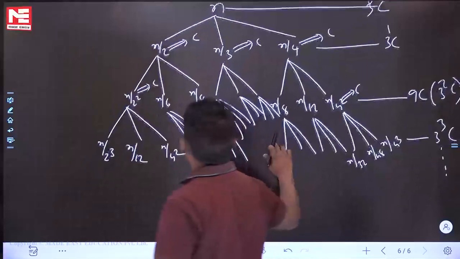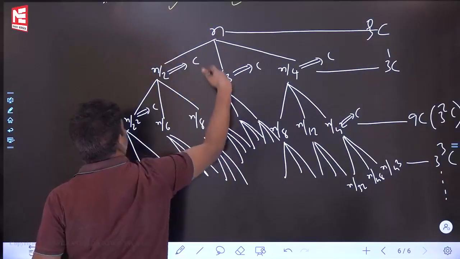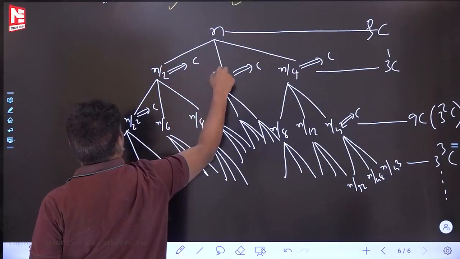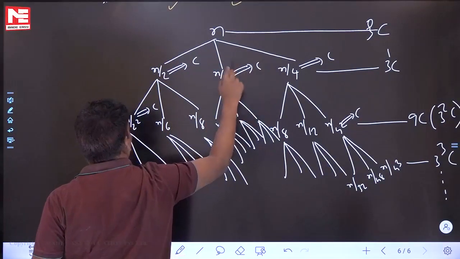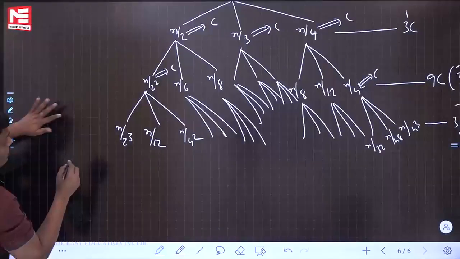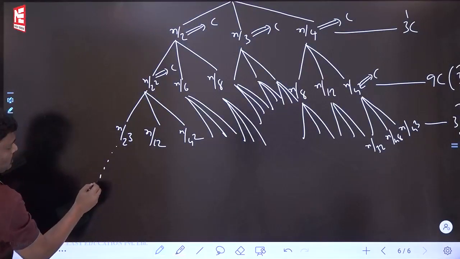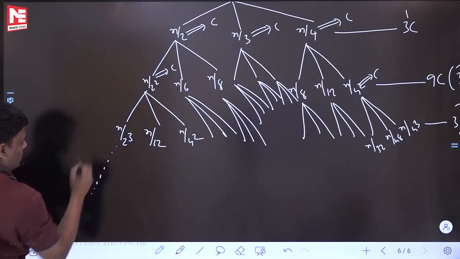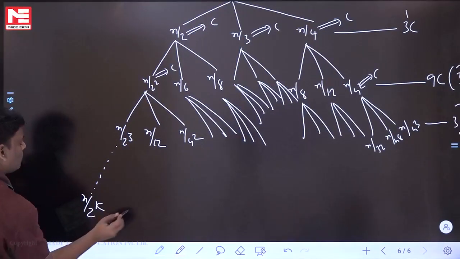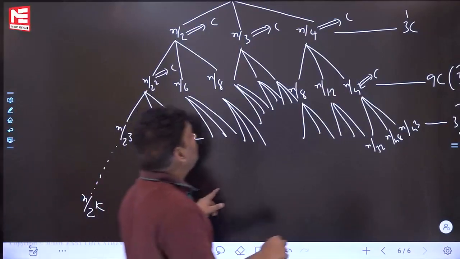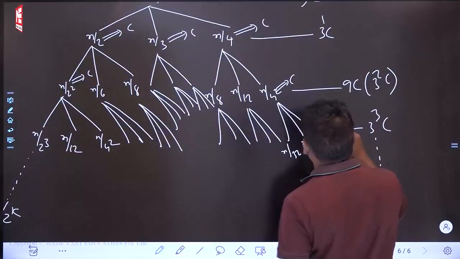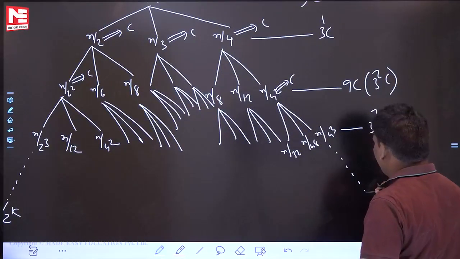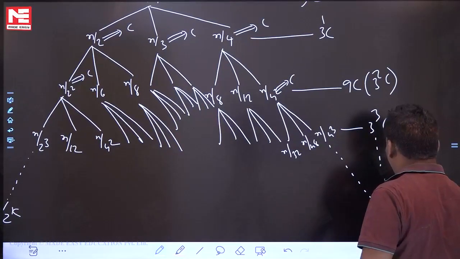Now, can you help me? Here there is left, middle, and right. Left is always divided by 2, middle always divided by 3, right always divided by 4. If you always divide left by 2, 3 times gives n by 2 cube, 2 times gives n by 2 square, and k times gives n by 2 power k. Right is always divided by 4: 3 times gives n by 4 cube, 2 times n by 4 square, and k times, what is the answer? n by 4 power k.